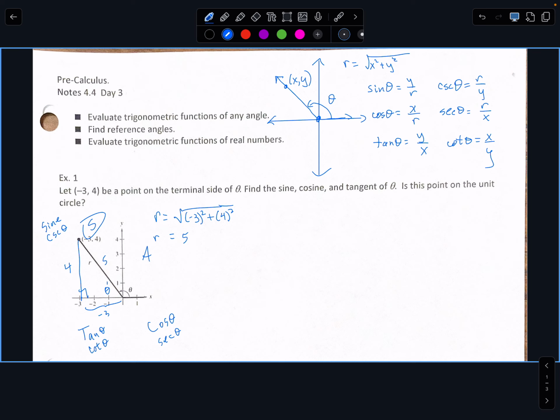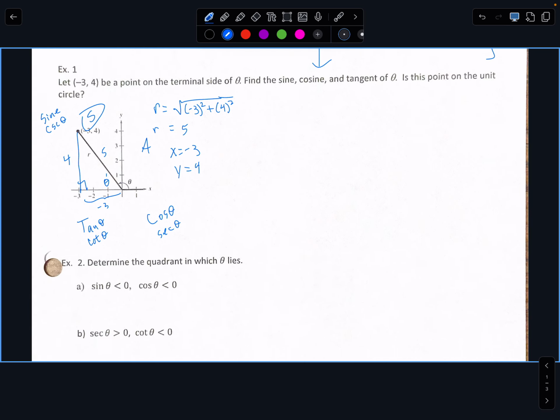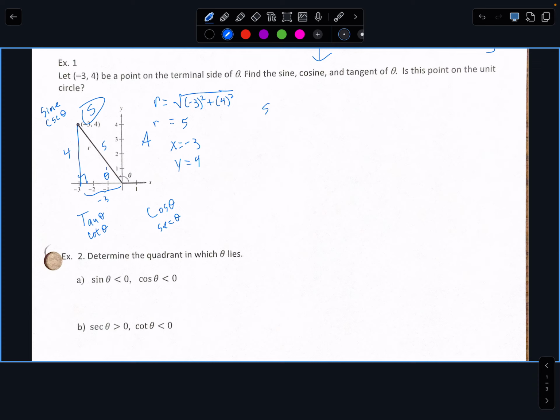Now, as long as you are using, in this case, x is negative 3, y is 4, and the hypotenuse is always considered to be positive, your signage is going to come out right. It's going to come out correct. And so the sine, and you need the argument of theta, very particular about that. You need the equal sign. Sine is opposite over hypotenuse. It is y over r.